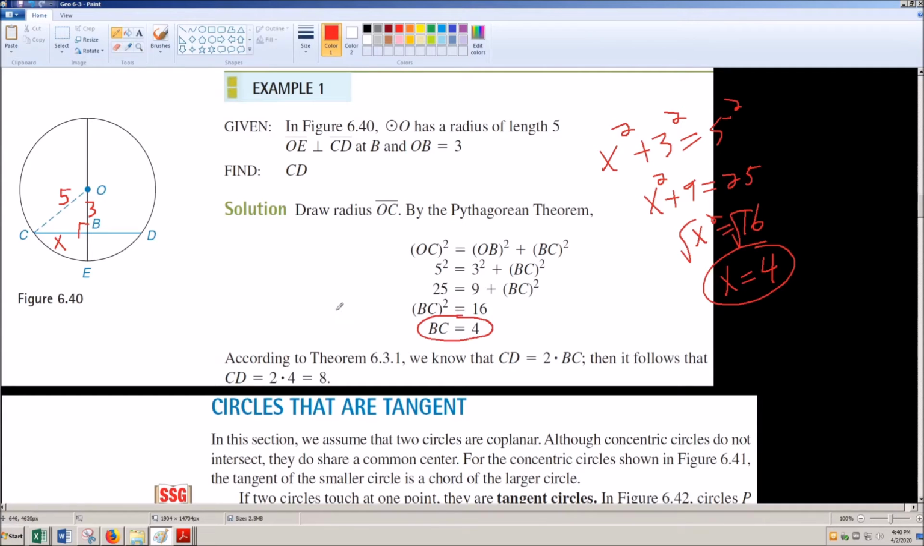Now in terms of what other stuff we can say about this, we could do the same thing and apply it over here with OD, and we'd be able to say that CB is BD, so therefore B is the bisector. So here we get perpendicular bisector again. So we can extend this out, and we get the full length of CD is 8.